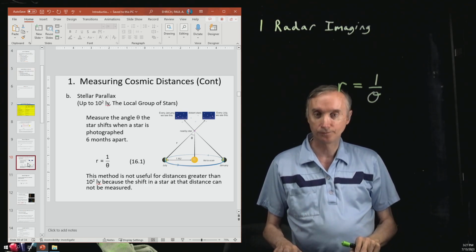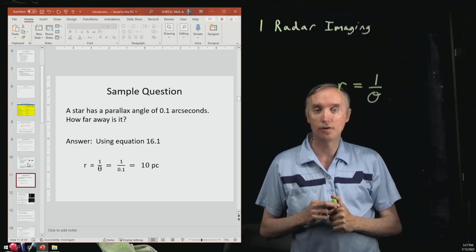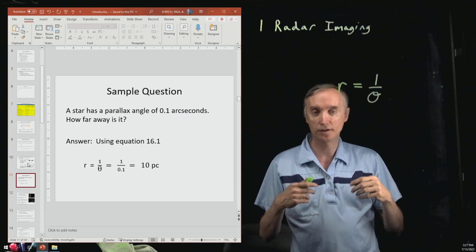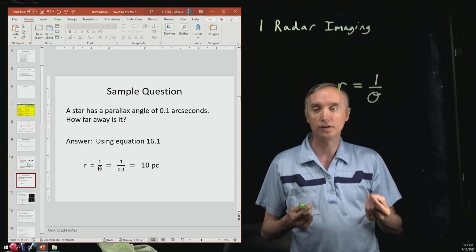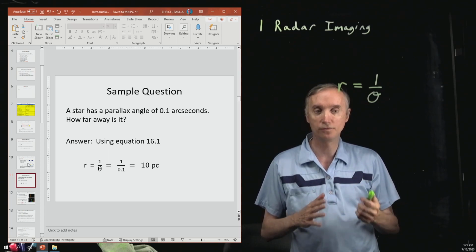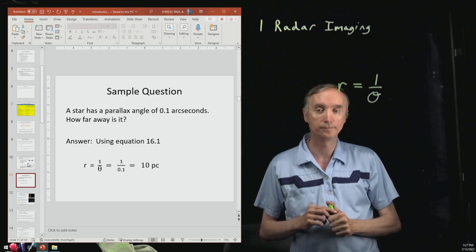So let's try it. A star has a parallax angle of 0.1 arc seconds. How far away is it? So we're going to take 1 divided by 0.1, and that turns out to be 10. And then the official metric unit is going to be the parsec. So that is the unit that comes out of that particular formula.